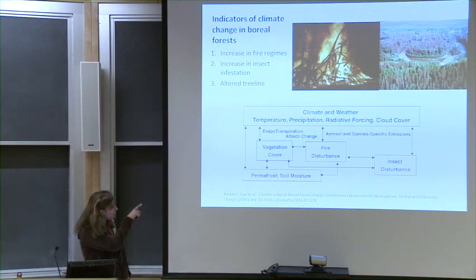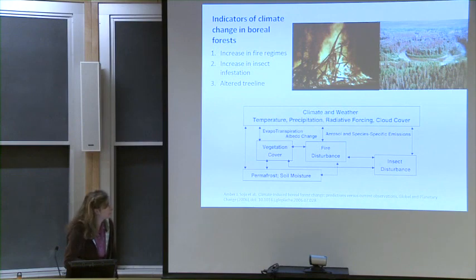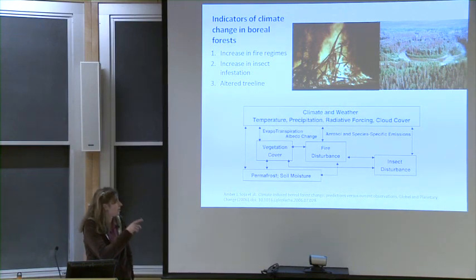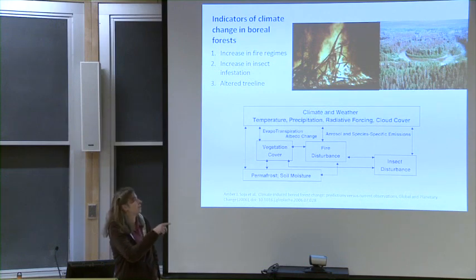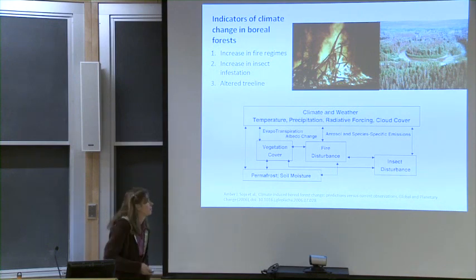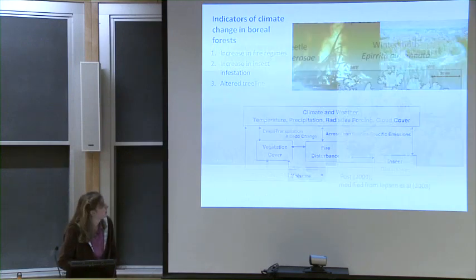And this chart right here, the take-home message in this chart, which shows the interactions between the boreal forest and the biosphere, is that every arrow is double-headed. So insect disturbance affects fire disturbance, and fire disturbance affects insect disturbance. Both of them are affected by climate and weather, and in turn, both of them can affect climate and weather. So there's certainly a lot of feedbacks going on in the system.